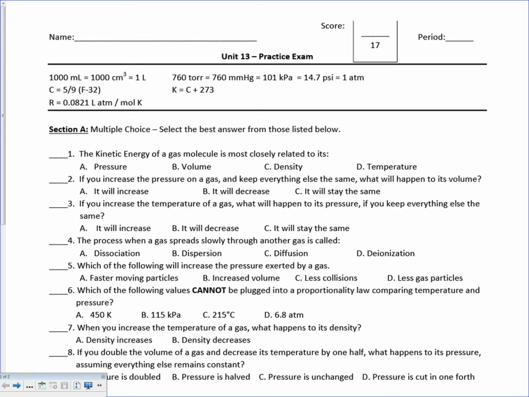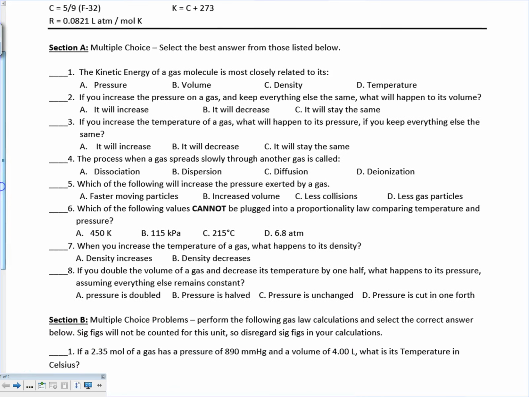Alright, this is the Unit 13 practice exam. I'll go through the multiple choice section pretty quick. So kinetic energy is most related to what? You should know this pretty well by now. We've talked about this for the last couple units. It's temperature. The temperature is defined as the average kinetic energy.